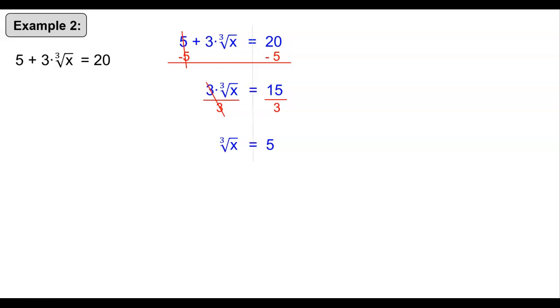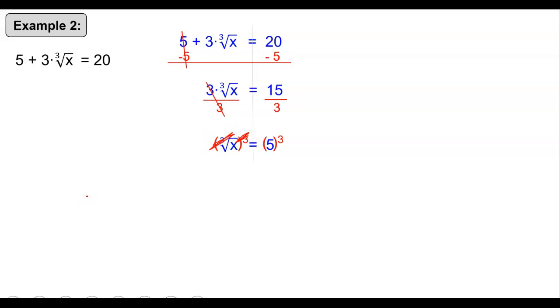Now, is the radical by itself now? Yes, it is. So, step 1's good. Now our step 2 is we need to get rid of the cube root by doing the inverse operation. What's the opposite of cube root? Cube. Just like we did on example 1. So to get rid of the cube root, both sides get cubed. Now that's going to cancel the cube root and the cube, so now we just have x.